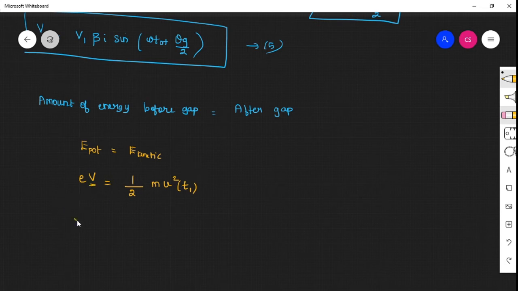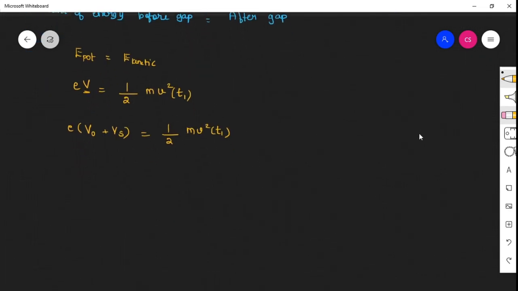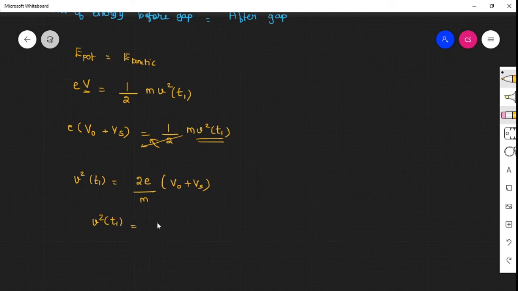And what is the total voltage at the input side? It is the sum of the DC voltage plus the source voltage. This is equal to half m v square of t1. So from this we can find the velocity with which the electron is traveling. From this, v square of t1 can be obtained as 2e by m, cross multiplying the term having v square, into V naught plus Vs. So v square of t1 is equal to 2e, taking V naught commonly outside, by m, so this becomes 1 plus Vs by V naught.